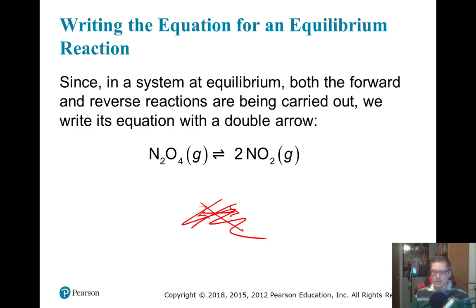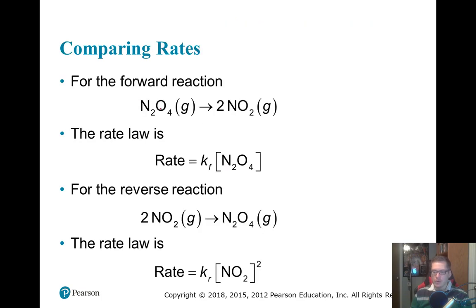So you've got your dinitrogen tetraoxide going to your nitrogen dioxide over to the other side. Here's our reaction going back and forth. If we were going to just look at the forward reaction, this would be the rate law right here. Rate is equal to Kf times the concentration of N2O4. For the reverse reaction, this is what the reaction would look like, and the rate law looks like this.